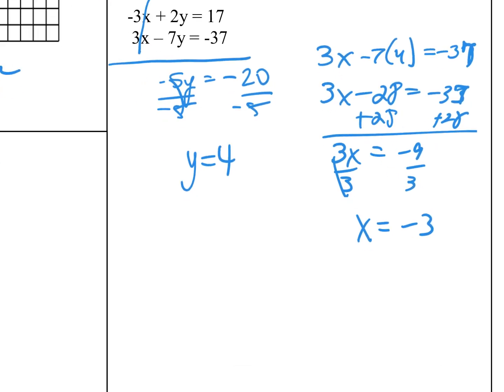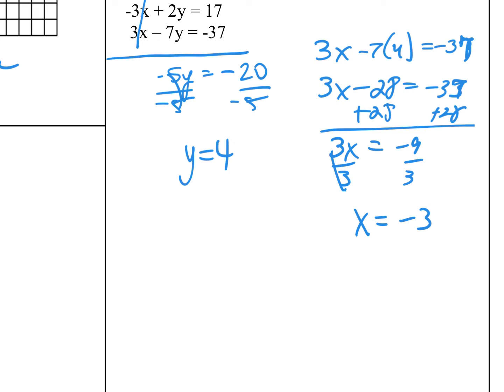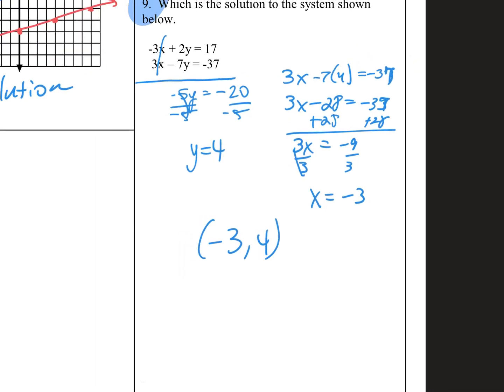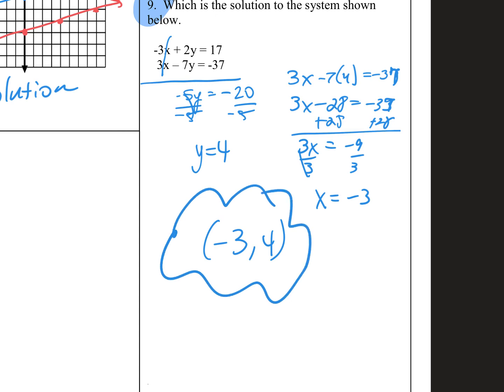Good. So I found out that x equals negative 3 and y equals 4. Which one goes first? Does it really matter where I put it? Yes, guys, it's an ordered pair. This is a point on the graph. You have to put it in the right spot, so your answer here is negative 3, comma 4.